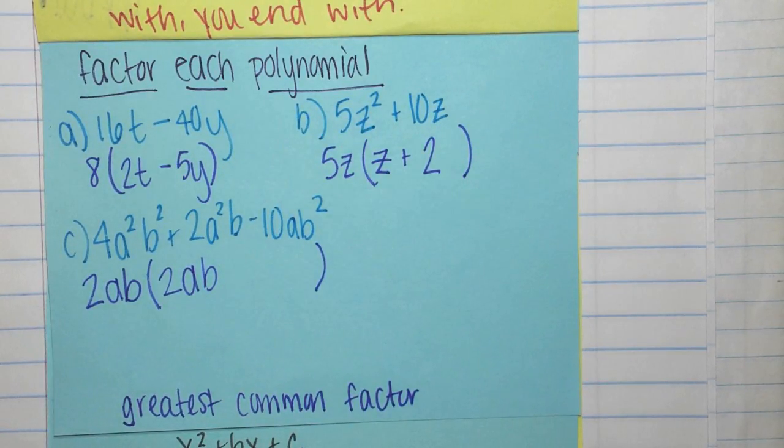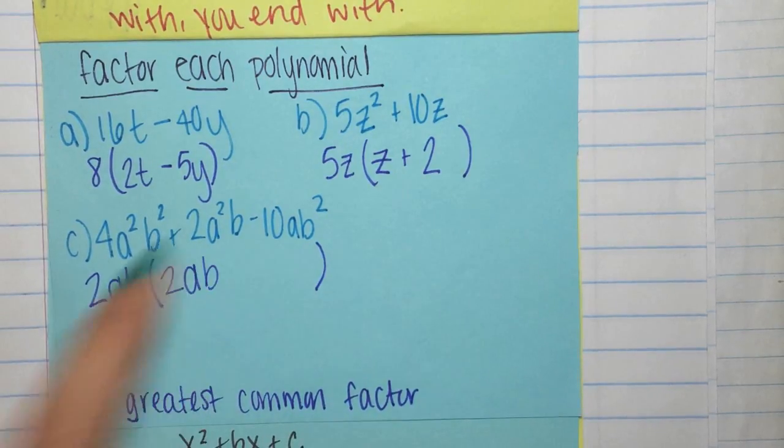Ma'am? For where? Like, as the exponent? Oh, the a and the b. Because we have 2 a's, we take out 1. How many's left? Oh, okay, I got it. That's a good question.